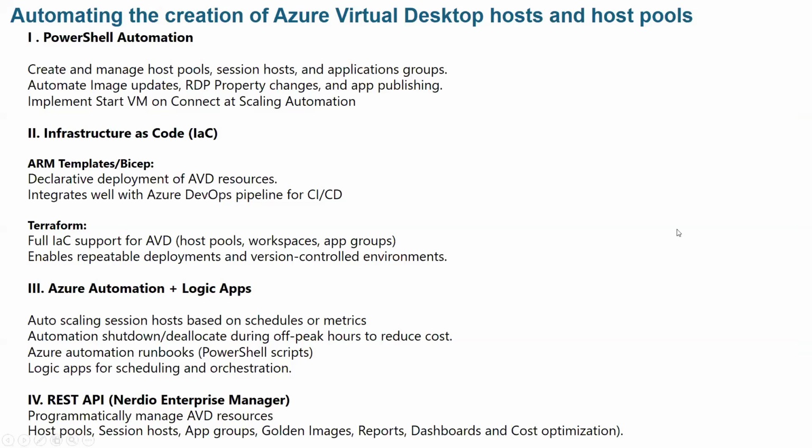We can deploy using PowerShell, using automation. Big environments use it to create and manage host pools, session hosts and application groups, automate image updates, RDP property changes, app publishing, and implement start VM on connect and scaling automation, everything using infrastructure as code, IaC. Have you heard about IaC? Infrastructure as code, or ARM templates or Bicep.